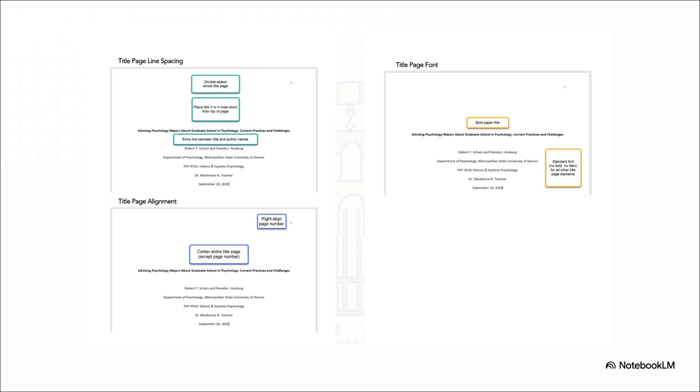The whole page is double-spaced, but you're going to add one extra double-spaced line right between your title and your name. And notice this, only the title of the paper gets bolded. Nothing else, it's all about that precision.